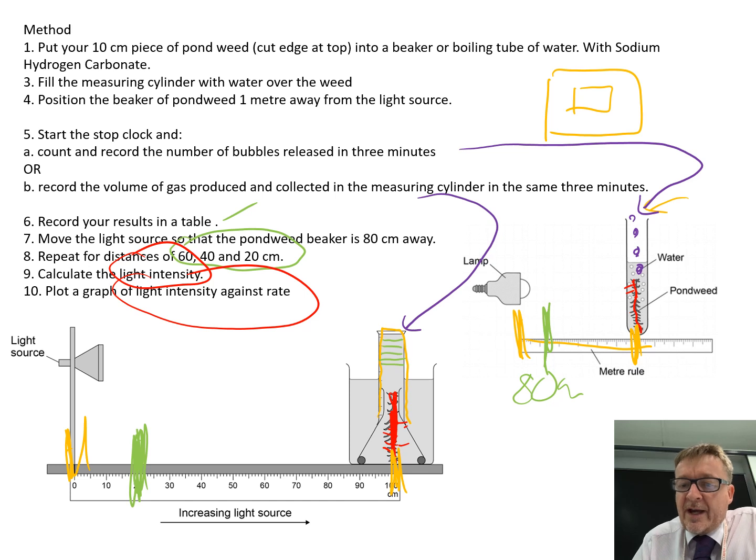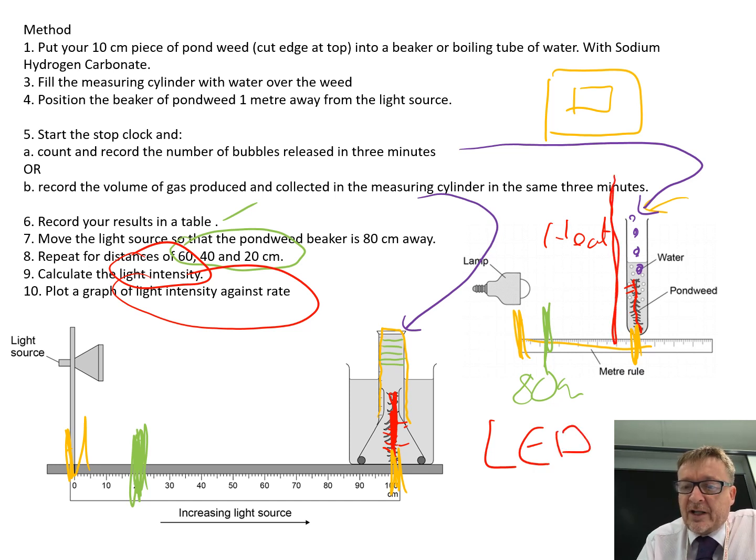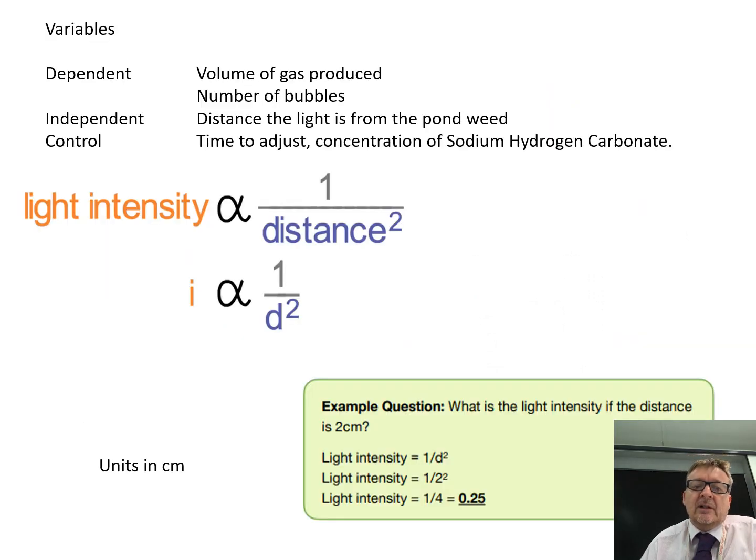One thing to be aware of here though is if you use a normal bulb, it will produce a lot of heat, and that heat will then affect the photosynthesis. So the best ways around that are to use an LED, which doesn't give out heat, or have some sort of plastic in front of it that allows the light through but stops the heat getting through. I'll get onto light intensity in a minute.